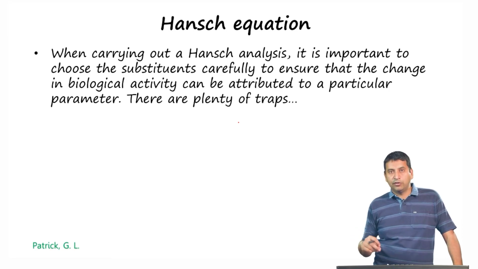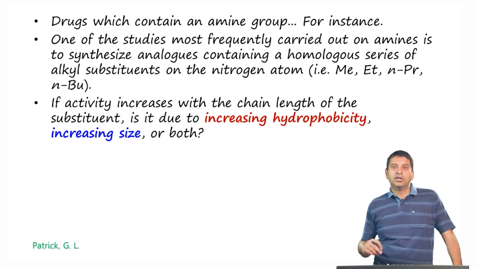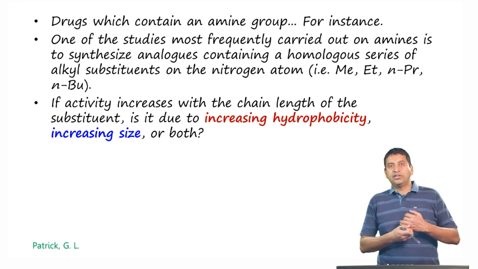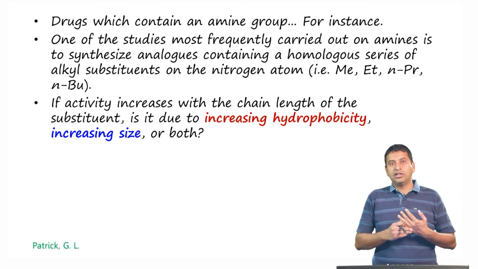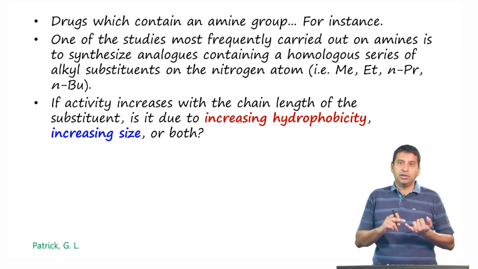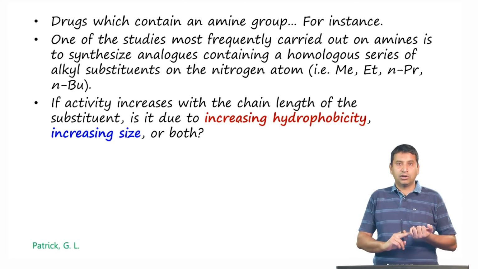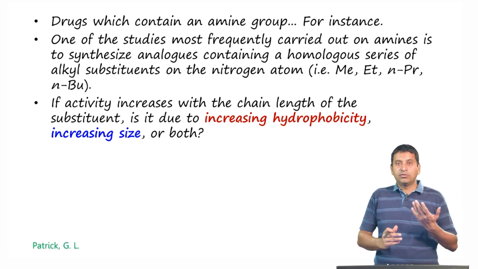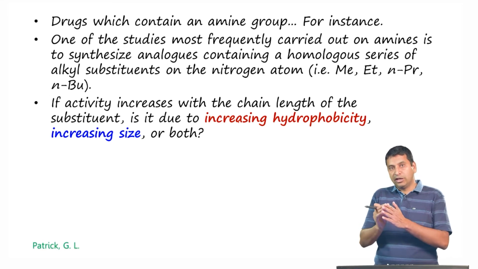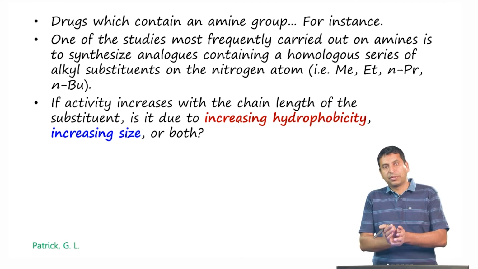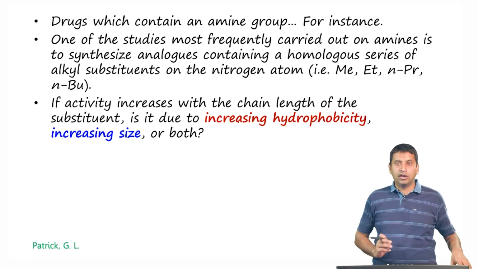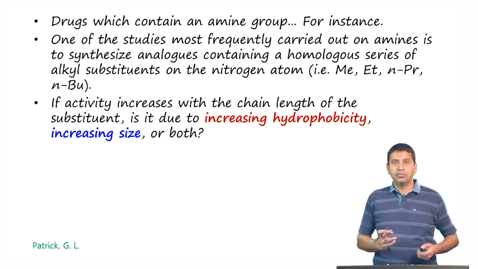Of course, there are plenty of traps that we need to be aware of. Drugs which have an amine group, for example. One of the studies most frequently carried out on amines is to synthesize analogues containing a homologous series of alkyl substituents. For example, you have methyl, ethyl, N-propyl, N-butyl and so on. But if the activity increases with chain length of the substituent, is it due to increasing hydrophobicity or is it due to increasing size or both? These are things that we need to keep in mind when we are interpreting data from the Hansch equation.